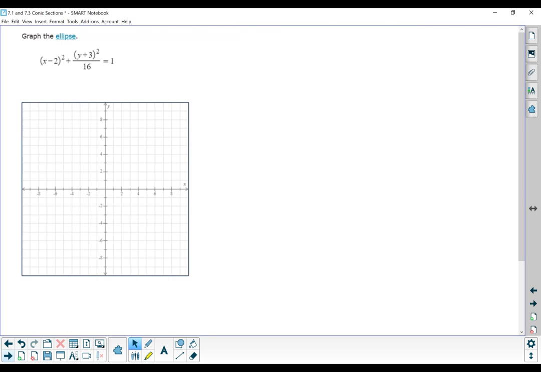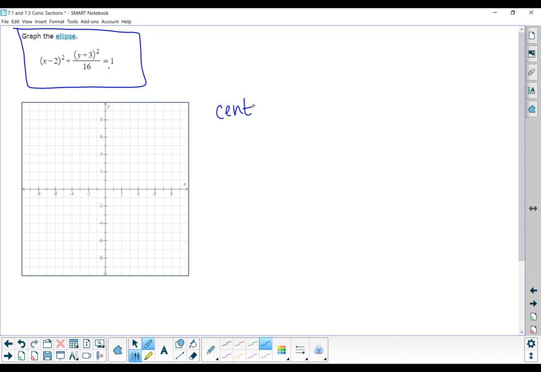Okay, so that's how you would plot it. Now, some of your ellipses may look like this equation, and this equation sometimes throws people for a loop. It is in standard form. It is equal to 1 right now. The center is relatively easy to find. The center is at (2, -3).